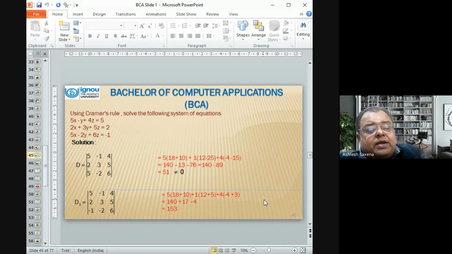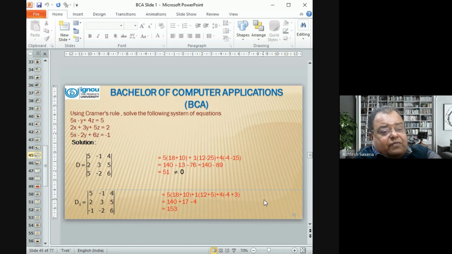Now I will be using Cramer's rule for 3 equations, that means 3 equations and 3 variables. Equations are in front of you: 5x minus y plus 4z equal to 5, 2x plus 3y plus 5z equal to 2, 5x minus 2y plus 6z equal to minus 1. We have 3 equations and 3 variables.